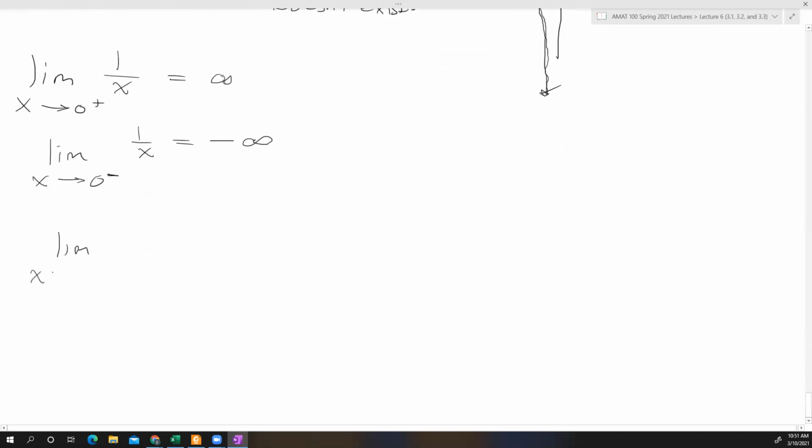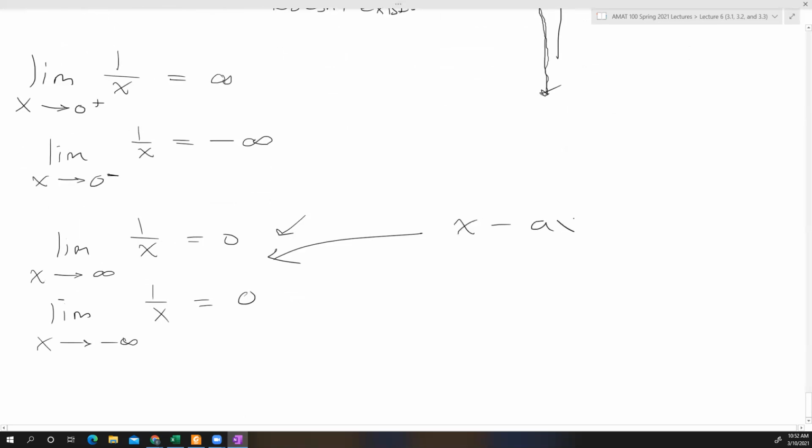And it turns out that these limits have an interpretation. As x goes to plus or minus infinity, 1 over x goes to 0. It means that the x-axis is a horizontal asymptote.